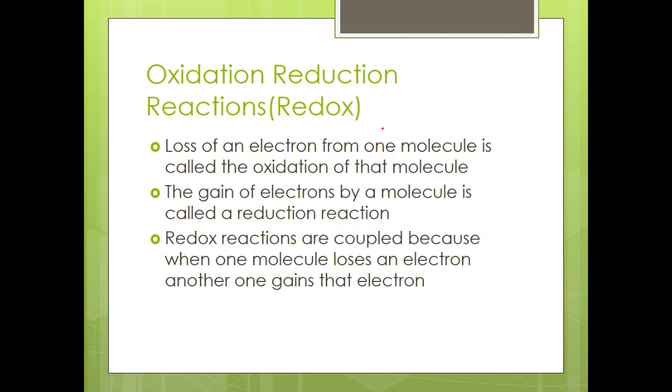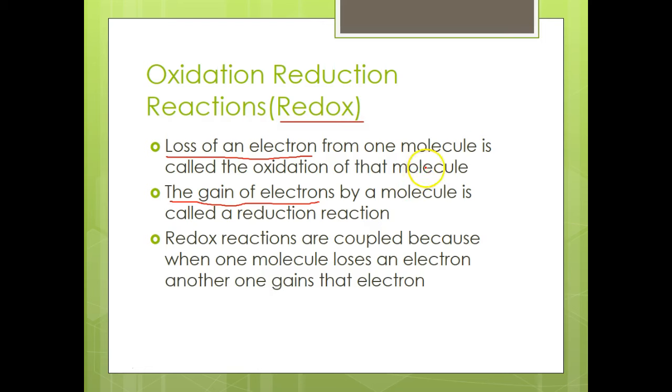Okay? So let's talk a little bit about redox. Redox reactions are reduction and oxidation reactions, and we put oxidation and reduction together to produce this term because when you have a reduction, you always have to have an oxidation, and when you have an oxidation, you always have to have a reduction. Oxidation is the losing of an electron, and reduction is the gaining of an electron.